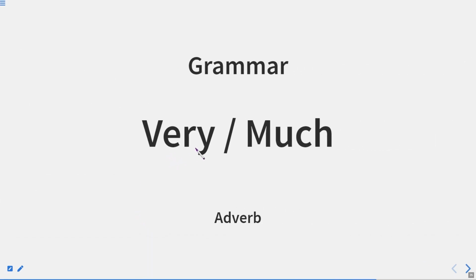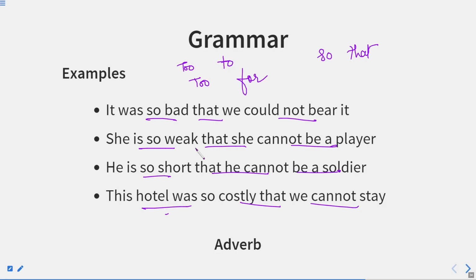Now we'll read the use of very much. How to use this very much? Till here we have read the use of to, but now we will discuss the use of another adverb, that is very much. But that will begin in the next session.